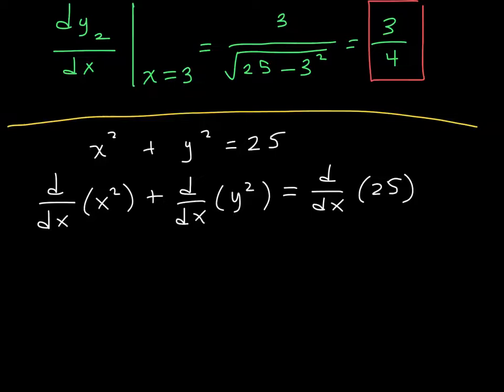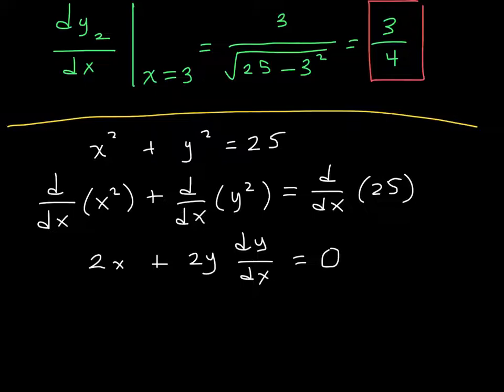Now, you have to remember that y is a function of x. So this is going to be 2x, the derivative of x squared is 2x, plus 2y times the derivative of y with respect to x. Right here, folks, is important. Remember, y is considered to be a function of x. So first use the power rule. The 2 comes down, so it's 2y times the derivative of y with respect to x is equal to the derivative of 25, which is 0.